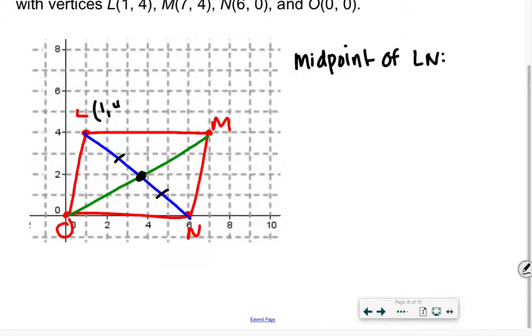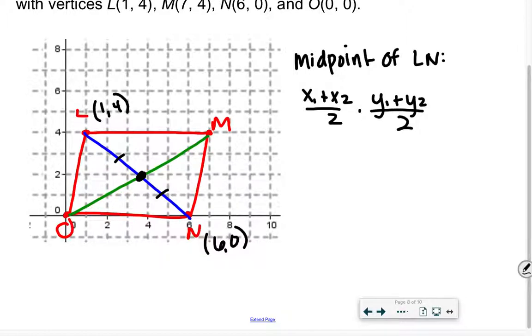L was at 1, 4, N was at 6, 0. So if I use the midpoint formula here, add the x's, divide by 2, add the y's, divide by 2, that should tell me exactly where these diagonals are crossing. So for my x coordinates, I know we do this all the time, but I'm going to ask anyway. Parker, what is the x coordinate of point L? 1. And what's the x coordinate of point N? 6. So I'm going to add 1 plus 6, divide by 2. That'll be my x coordinate of the point.